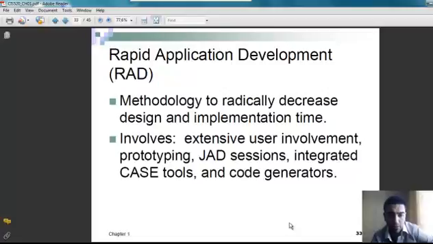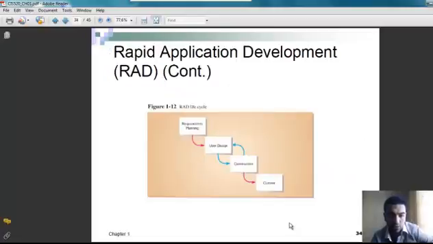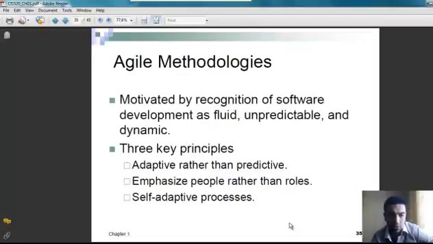Rapid application development is a methodology to radically decrease design and implementation time. It involves extensive user involvement, prototyping, JAD decisions, integrated CASE tools, and code generators. Graphic about rapid application development: requirements planning, user design, construction, and cutover.